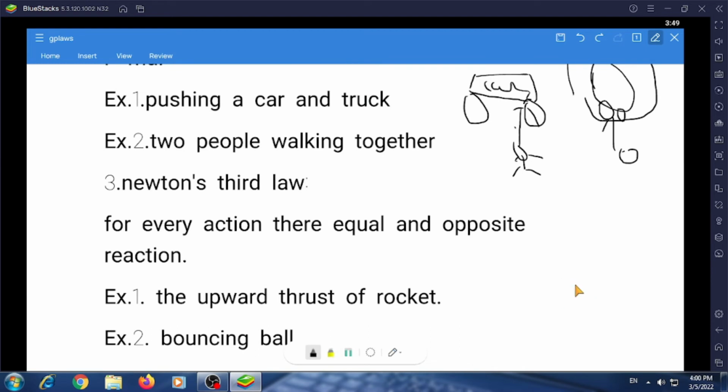Let's move forward to Newton's third law. For every action there is an equal and opposite reaction. Now take an example. With the help of an example you will get it.